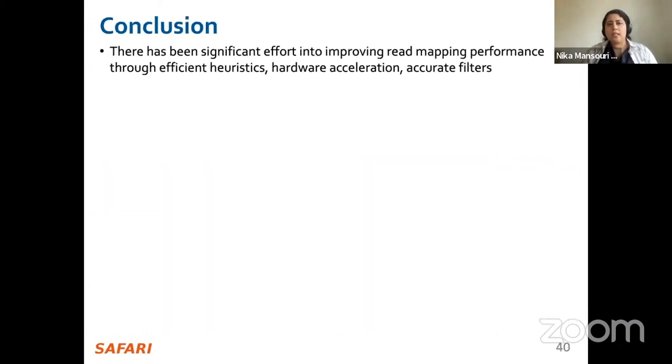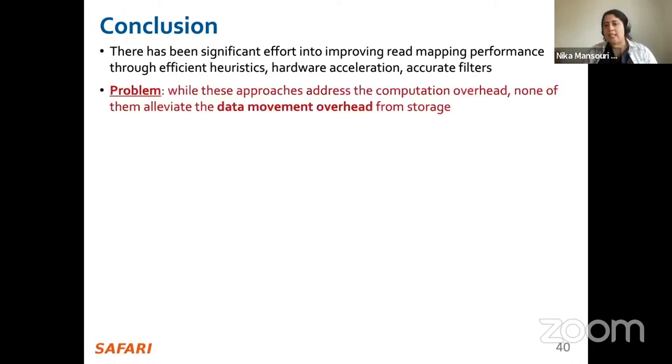So as we discussed, there has been significant effort into improving read mapping performance through efficient heuristics, hardware accelerators, and various filters that prune reads that do not require expensive computation. While these approaches address the computation overhead in read mapping, none of them alleviate data movement overhead from storage, because its impact becomes even larger when the computation overhead gets alleviated.